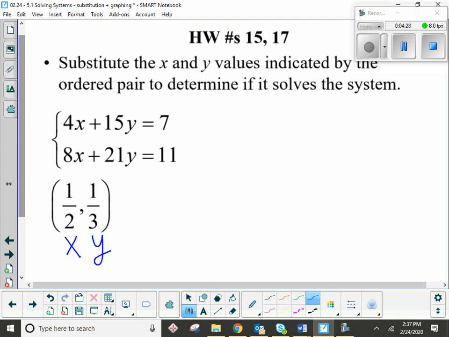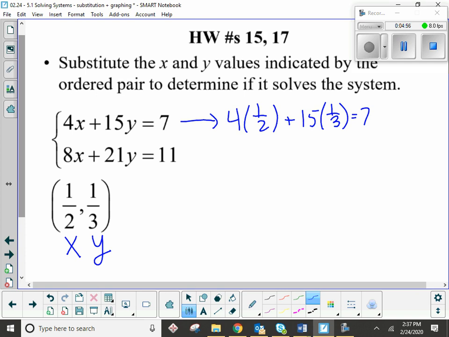The thing, though, about checking a solution in a system is this. It has to check for both equations, not just one or the other. It has to satisfy both at the same time. So here's how you would do the first one. You would have 4 times x, which is 1/2, plus 15y, which is y is 1/3.